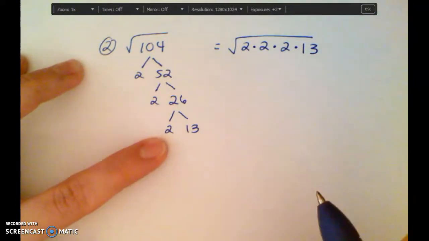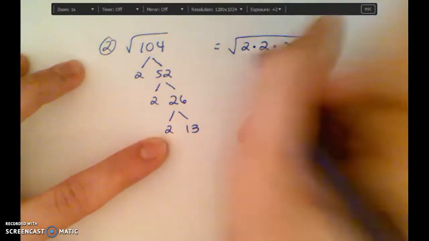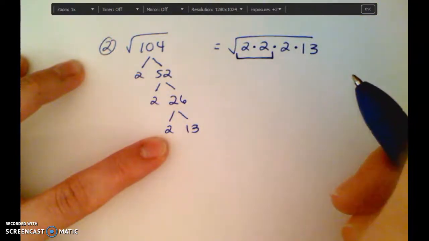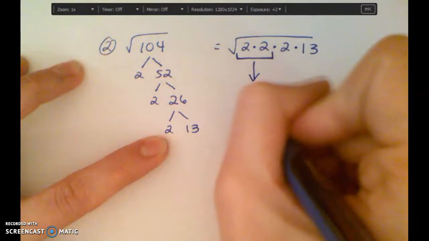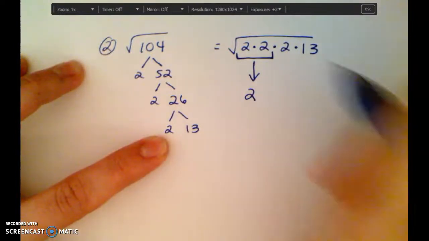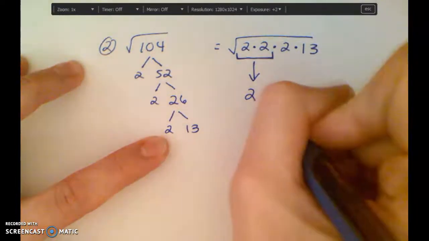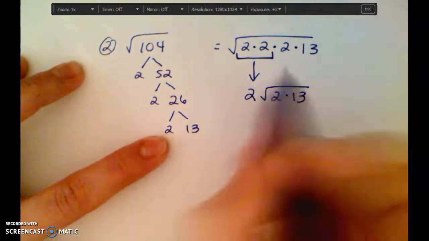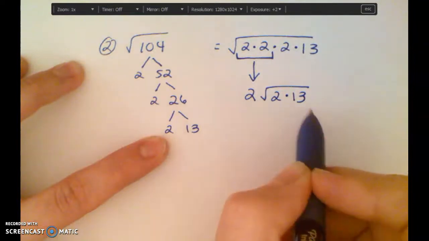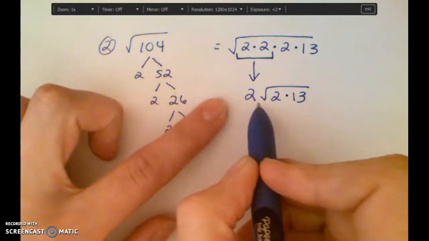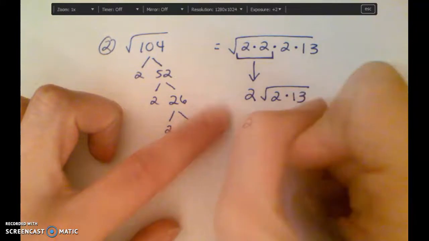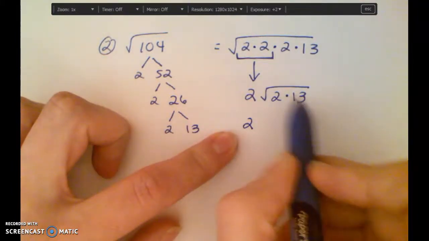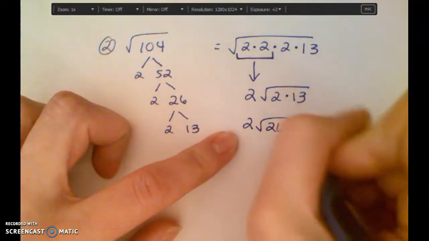Well, remember, we can only take things out of our barn in pairs of 2 because this is a square root. So I have a pair of 2's here. I'm going to bring that down out of the root. That 2 and the 13 have to stay. So then we have the square root of 2 times 13. Well, this is where we do outside, outside, inside, inside. Is there anything to multiply on the outside? No, so we just have 2. But then on the inside, we multiply. Inside times inside, 2 times 13 is 26.